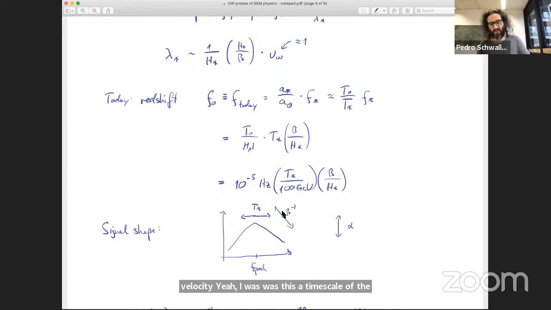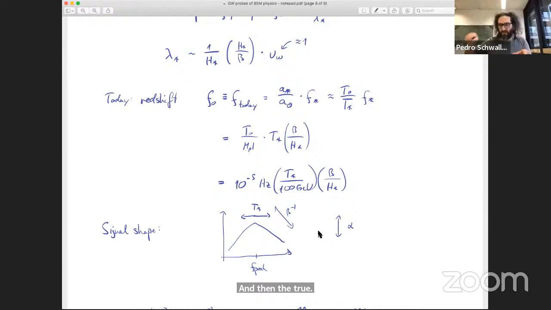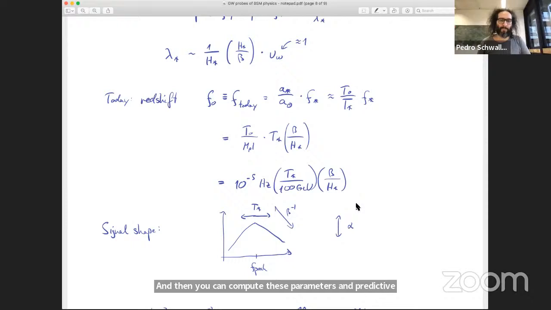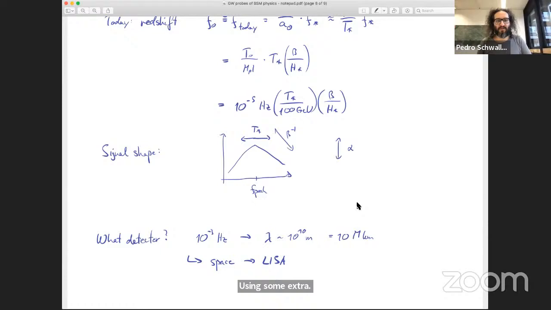Okay. Again, for a specific beyond the standard model scenario, you can compute the effective potential and then look for this bounce solution that gives you the tunneling action that tells you when the transition happens. And then you can compute these parameters and predict the gravitational wave signal using some extra input from the literature.